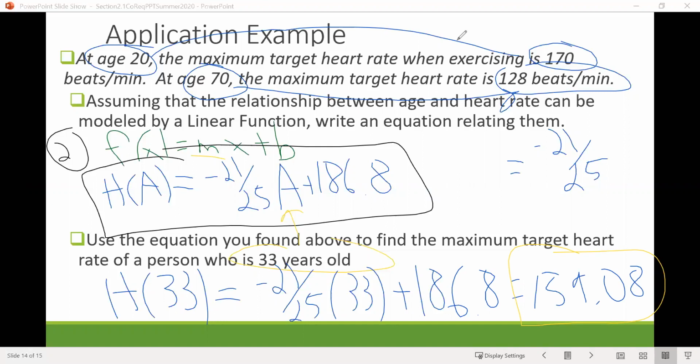I'll also say, believe it or not, the person speaking here is 33 years old. And my maximum target heart rate, I hope, is above 160 because I hit that mark often. But that's neither here nor there.